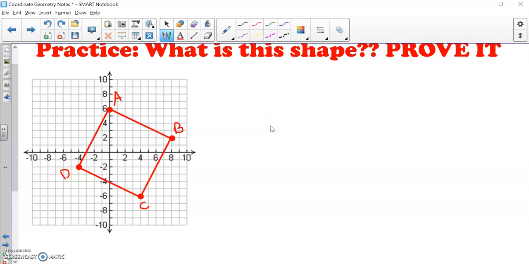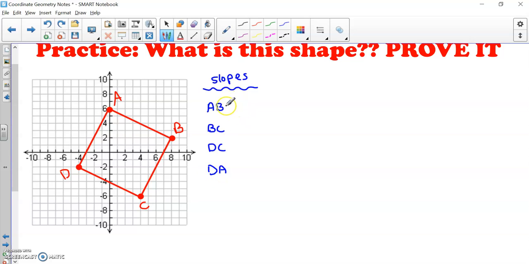So the first thing you always just want to do for these problems is go ahead and find all of the slopes. So all of the slopes. We've got AB, BC. Let's write this a little nicer. DC, doesn't matter which order the two letters are in, and then DA.